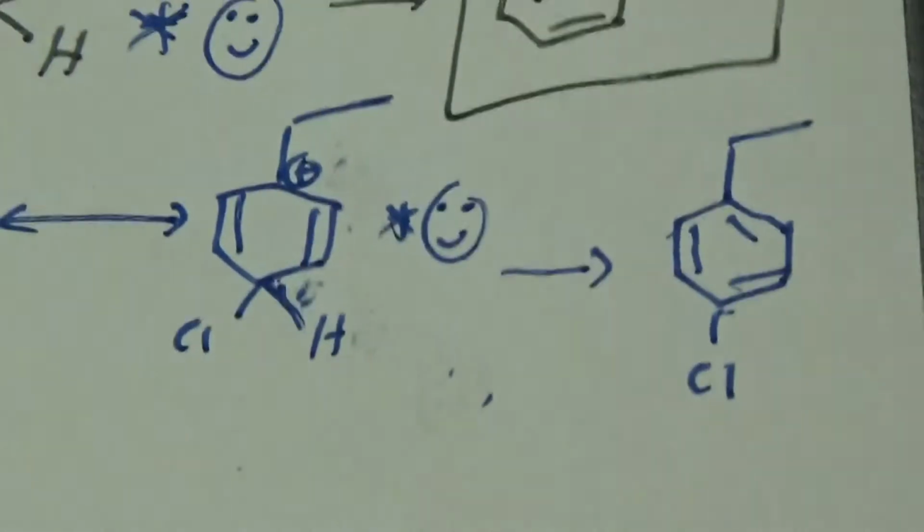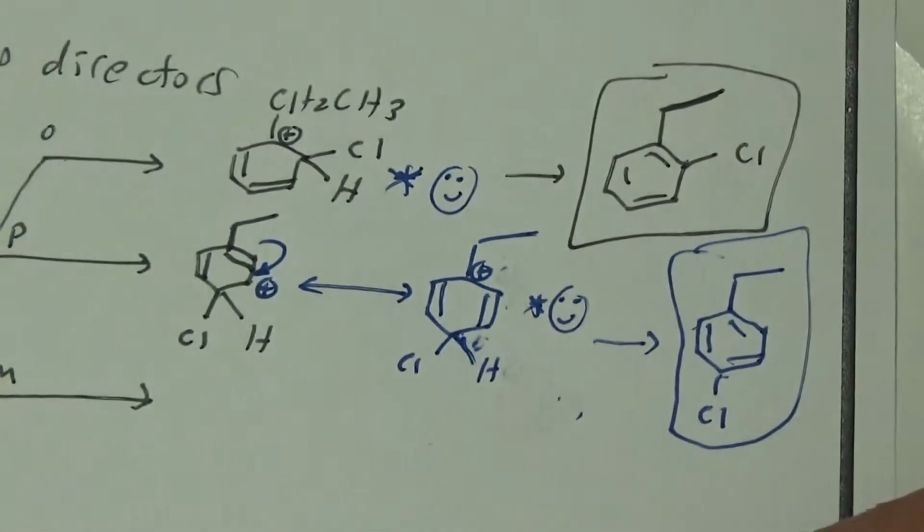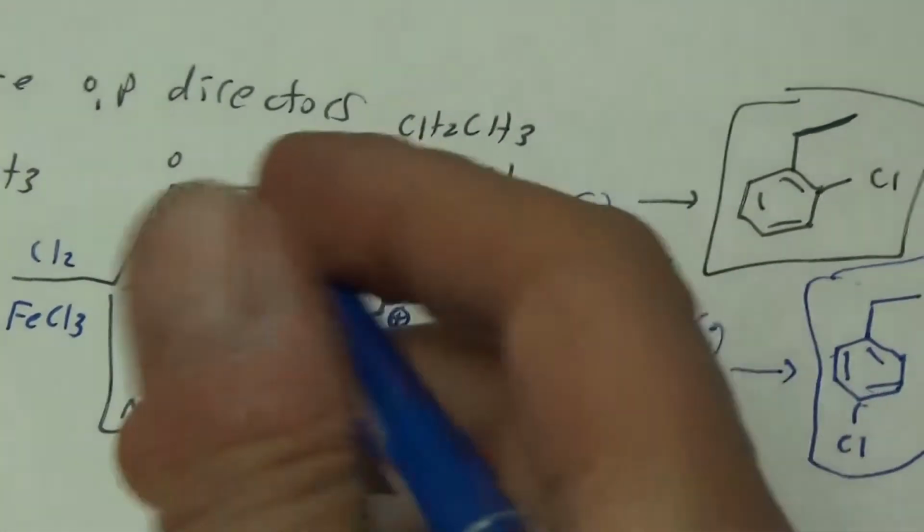Okay, cool. So para is favored, right? Ortho's favored, para's favored. Let's do the meta.